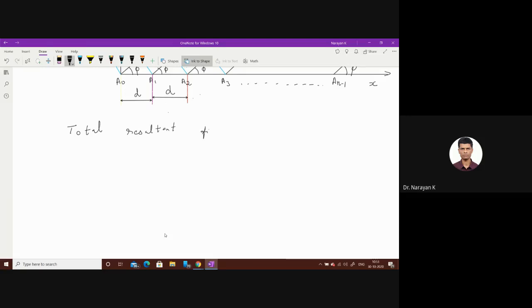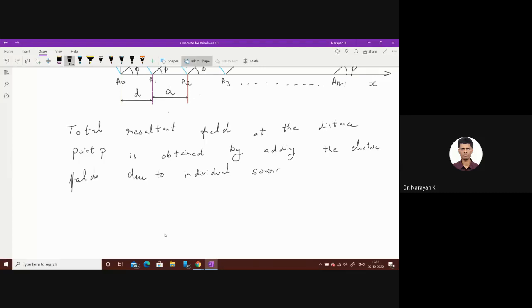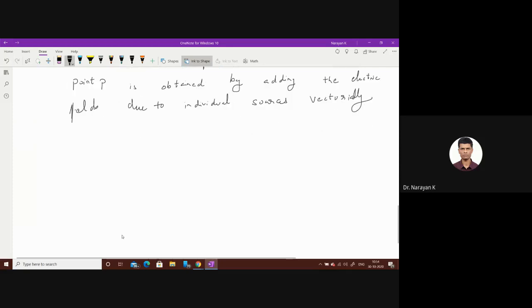Okay, write down: total resultant field at the distant point P is obtained by adding electric fields due to individual sources vectorially. So your total electric field E total.